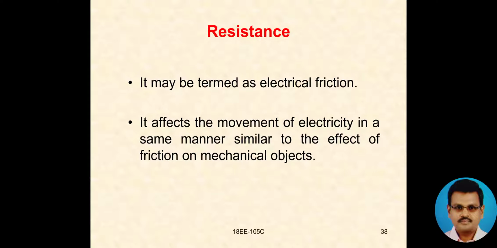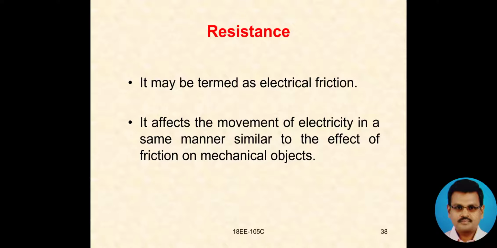It may be termed as electrical friction, as there is a mechanical friction in mechanical work. This resistance can be termed as electrical friction. Electrical friction means opposition to the flow of electric current. It affects the movement of electricity in a manner similar to the effect of friction on mechanical objects.